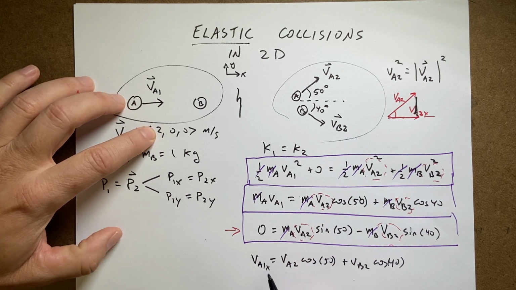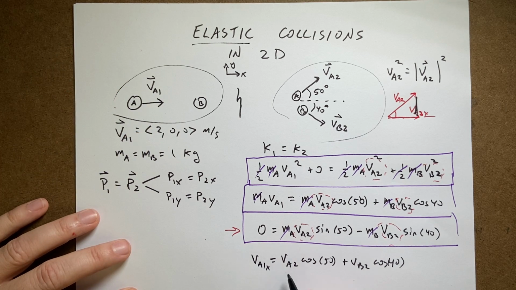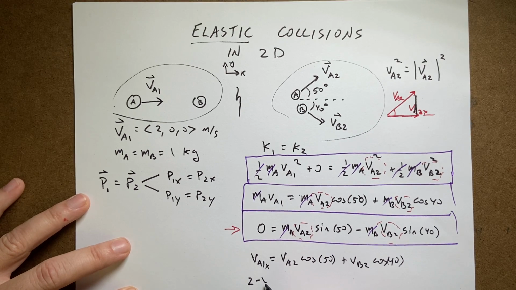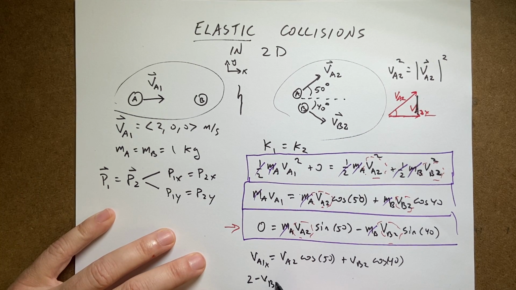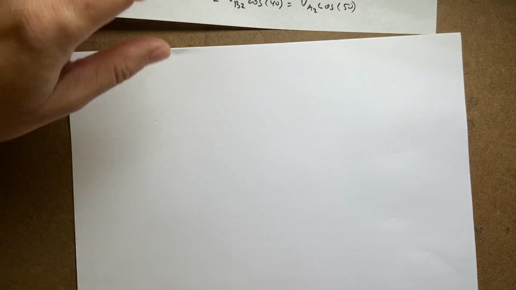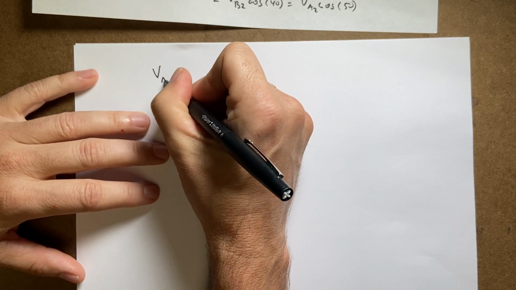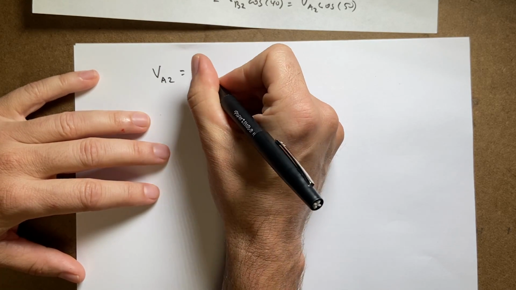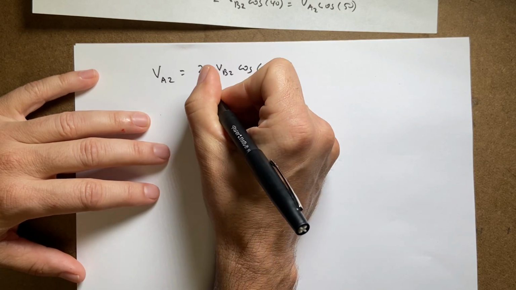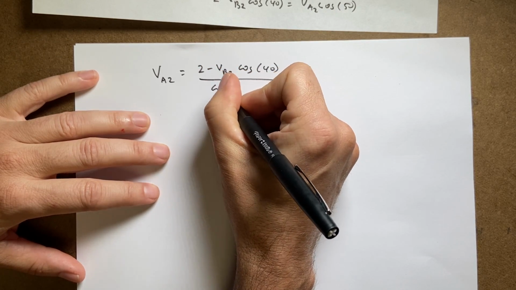So I'm going to go ahead and put 2 there just so it makes it look a little bit nicer. So I want to solve for VA2, so I'm going to subtract this from both sides. I get 2 minus VB2 cosine 40 equals VA2 cosine 50. And then I divide both sides by cosine 50, and I get VA2 equals 2 minus VB2 cosine 40, all of that over cosine 50.